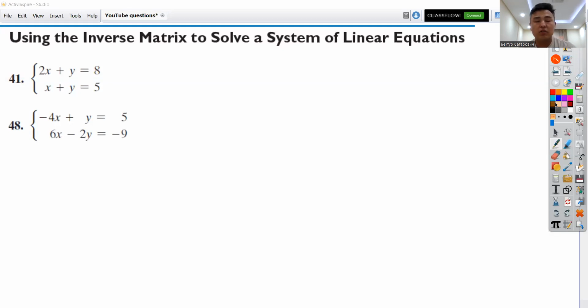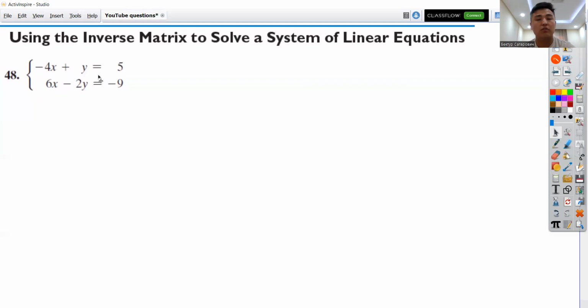How to use the inverse matrix to solve a system of linear equations. Earlier, we solved question number 41, so I'm removing it. We will be working on question number 48.